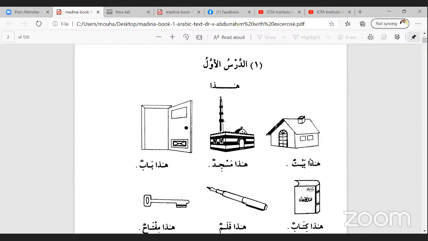So here, to form a sentence, we have two words, hada and baytun. Hada means this, baytun means a house. And if you put them together, you have hada baytun, this is a house. What is the is?